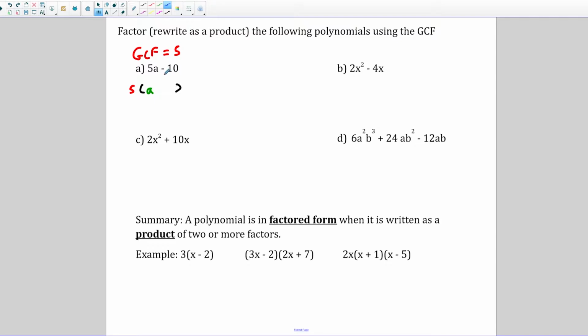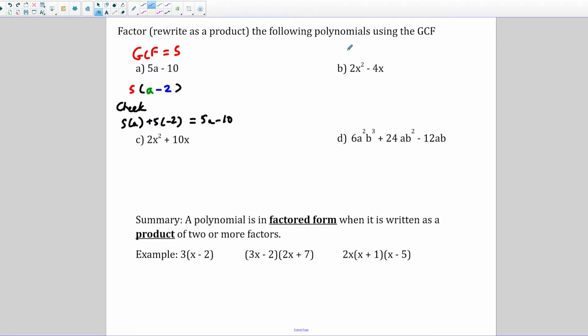Same thing with the -10. 5 times something has to give me -10. Well, 5 times -2 will do just that. So the factored form of 5a minus 10 is just 5 times a minus 2. We can check our work by using the distributive property. We can take the 5 times a, and we can go 5 times the -2, which gives me 5a minus 10, which is what I had originally, so I know I've factored this properly.